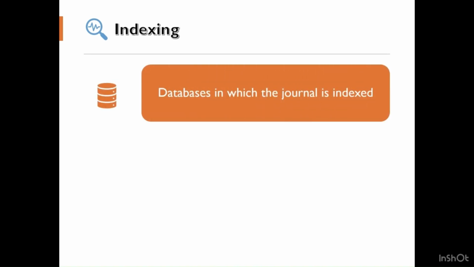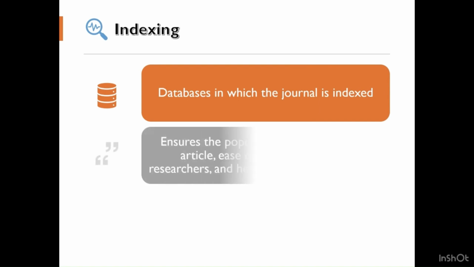Lastly is indexing. And what do we mean by indexing? Indexing basically is where the journal is actually indexed or included in which databases. So it is basically the databases in which the journal is indexed. Okay, so there are many databases out there, but some of them are very important.